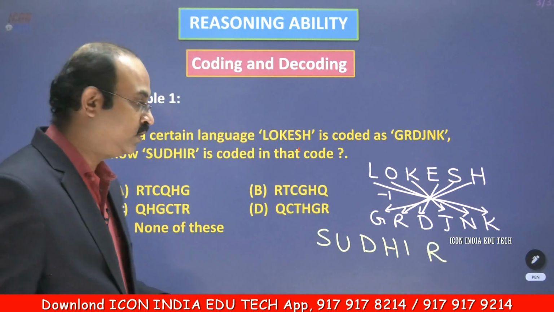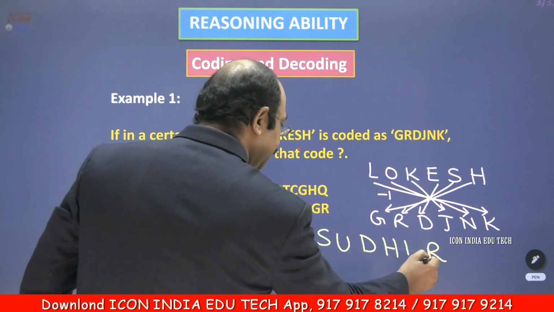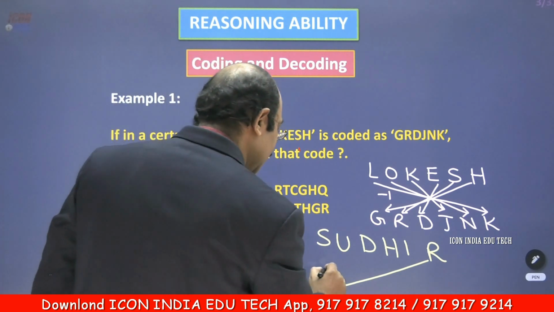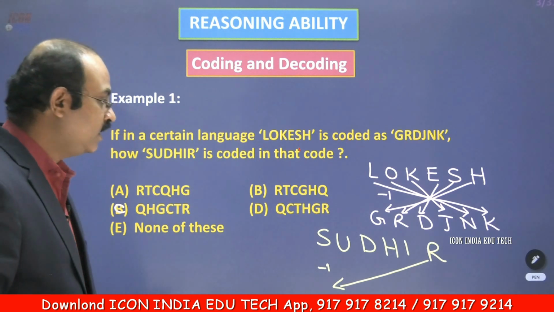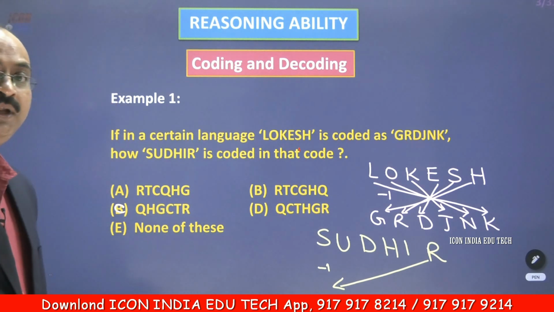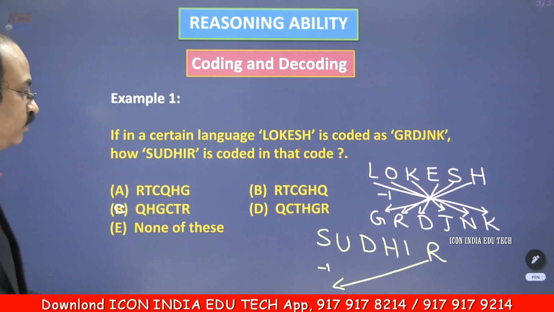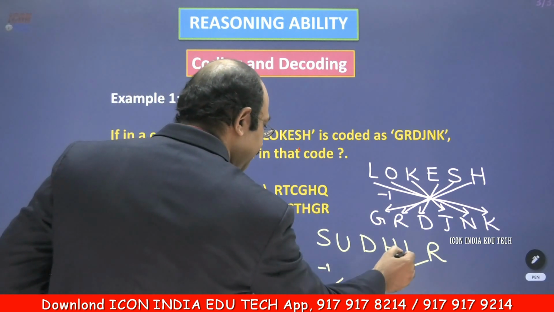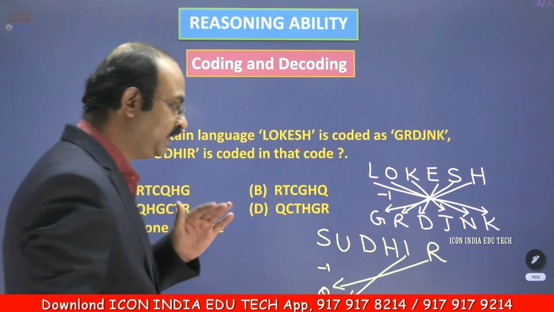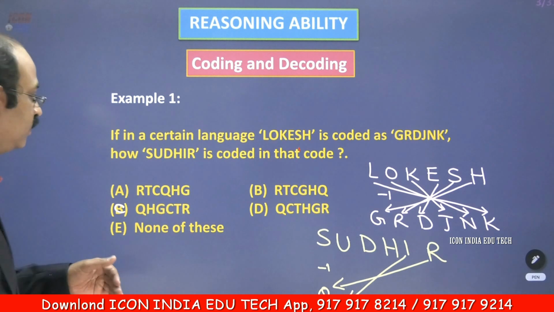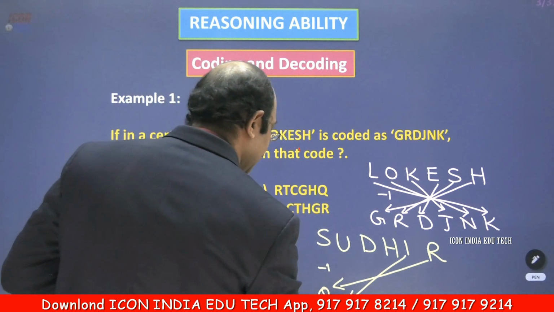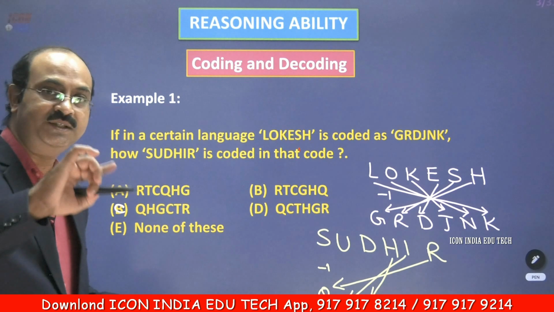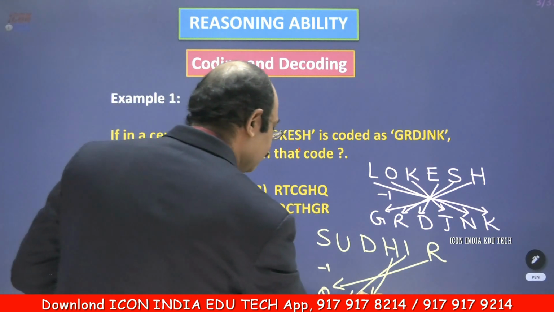So accordingly, now if we want to analyze this for Sudhir, what will you say? S-U-D-H-I-R. If I want it to be coded, then the same -1 rule has to be applied. Am I right? So what is the alphabet before the capital R? Yes, it is Q. Q-R. What is the alphabet before I? H-I. So here has to come H. Next, what is the alphabet before H? G-H. So G will be there before this one.